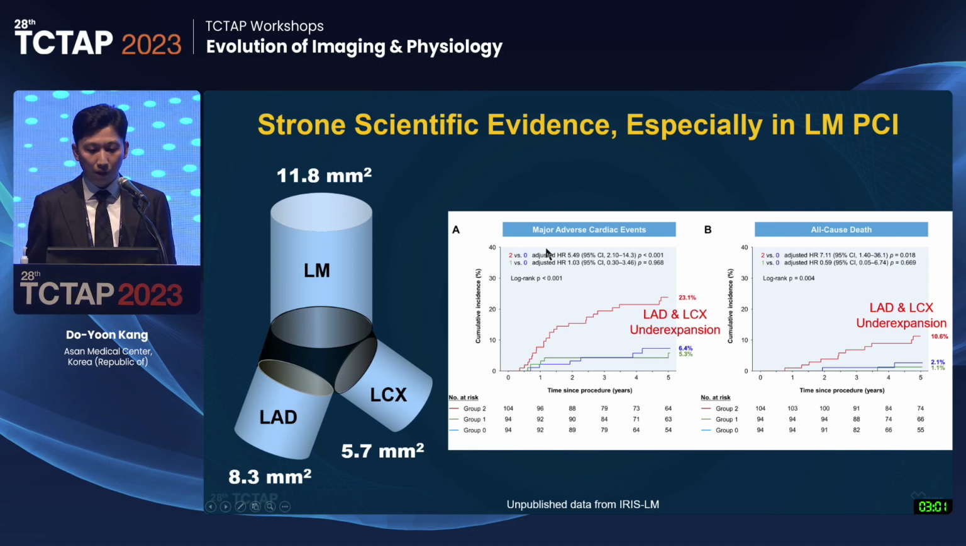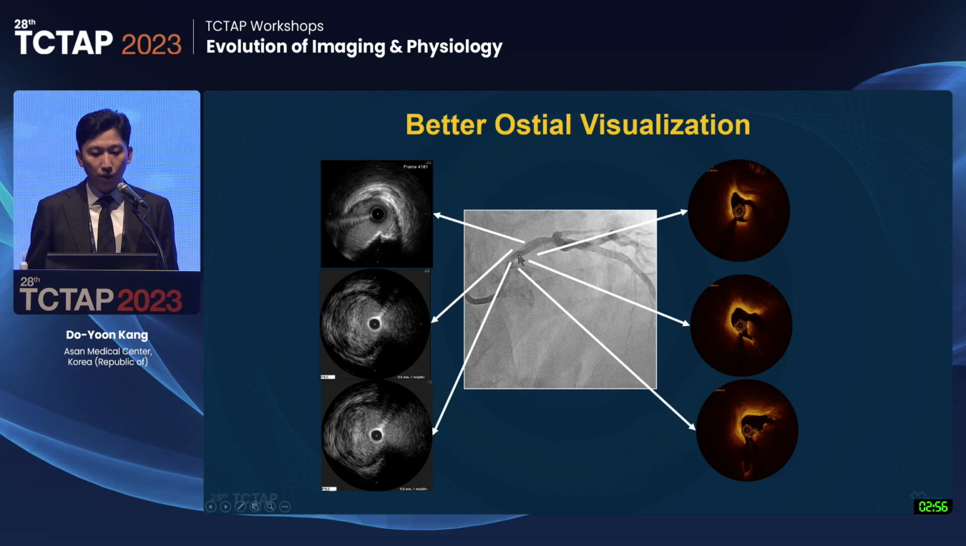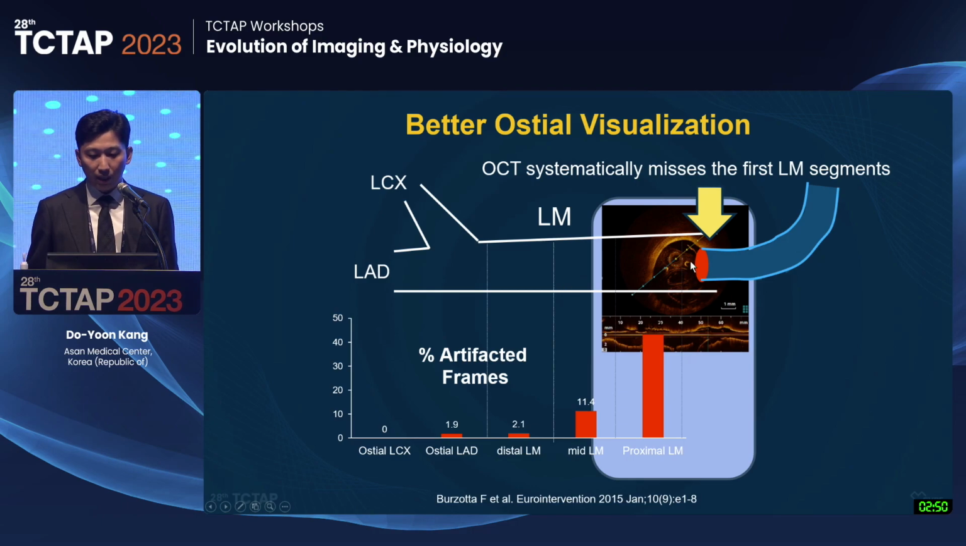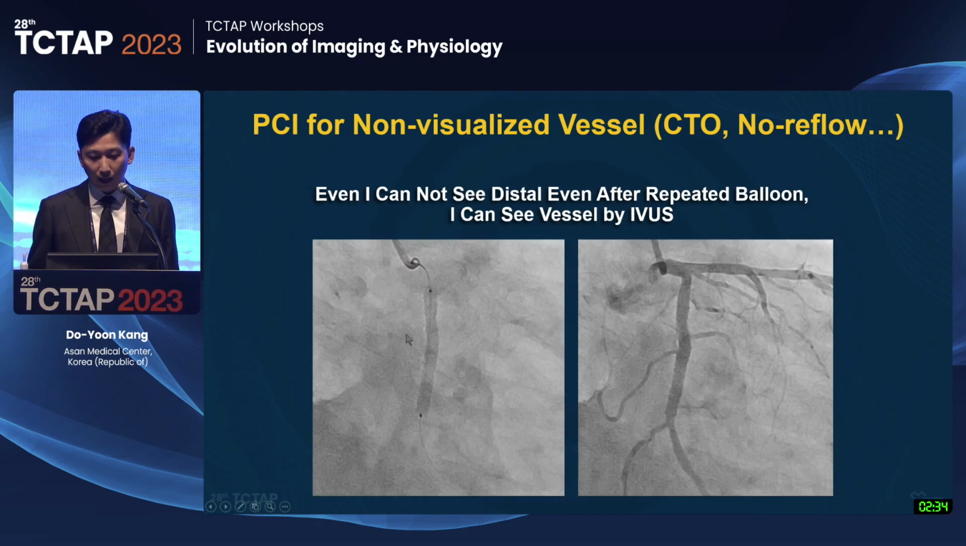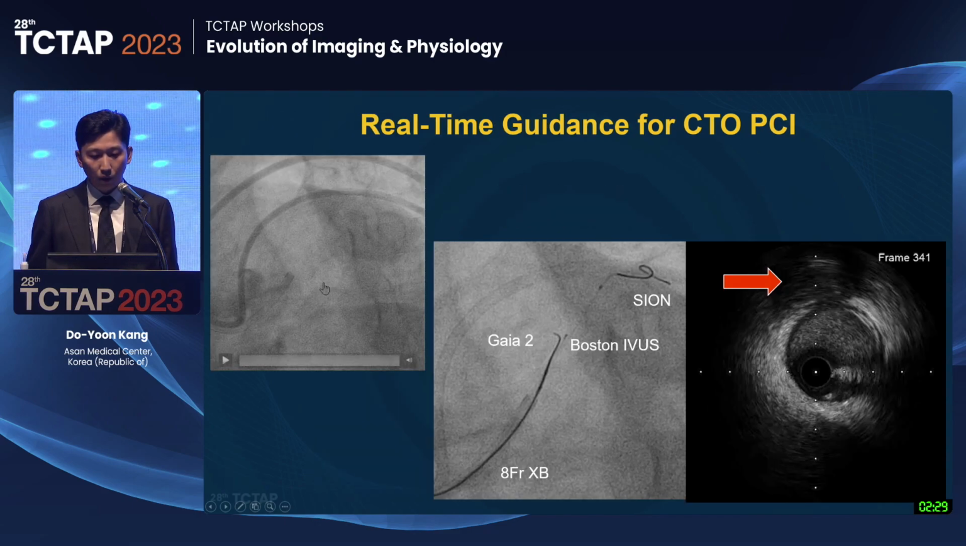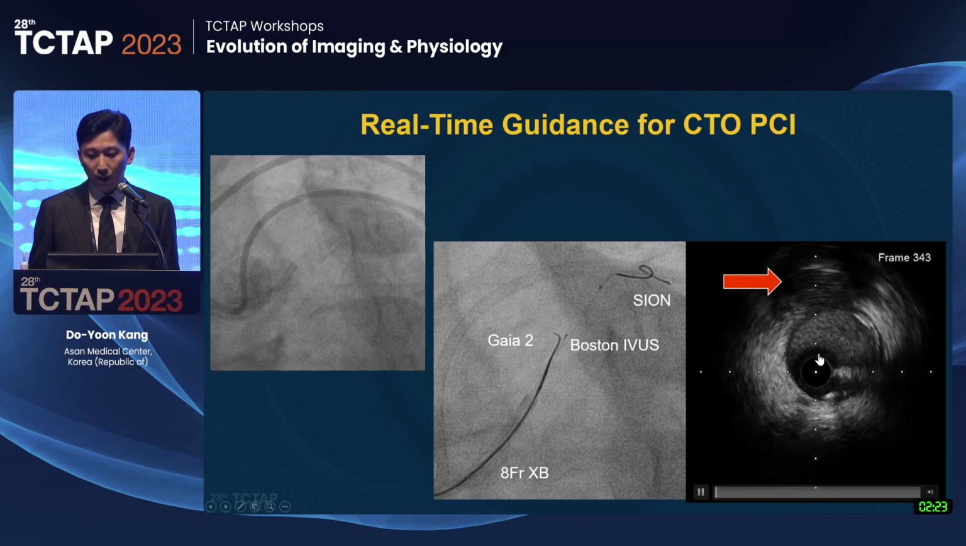So IVUS has stronger scientific evidence, especially in left main PCI. And also it can visualize better, especially the ostium, because OCT can systematically miss the first left main segment. And also for PCI of non-visualized vessels like CTO or no-reflow phenomenon. Even if I cannot see the distal vessel after ballooning, I can see the vessel by IVUS and can treat with measurement of the size of the vessel and stenting. And also real-time guidance, especially for CTO PCI, is a very strong point of IVUS.